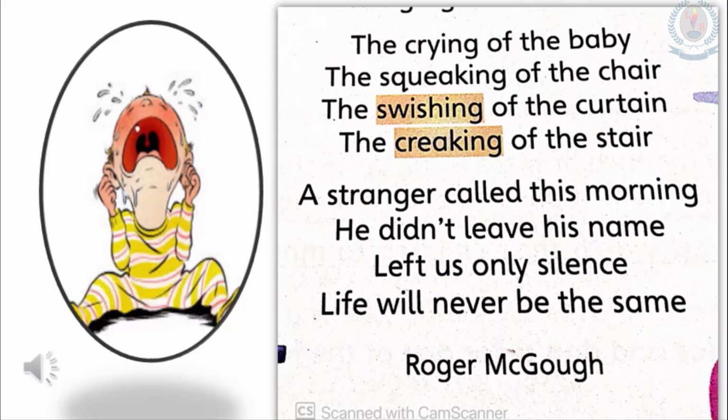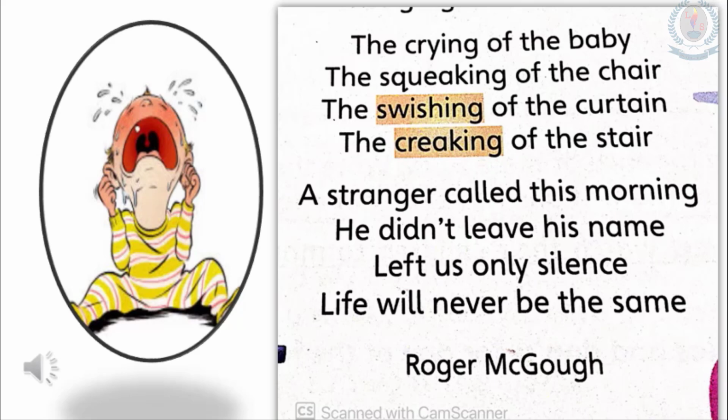The crying of the baby, the squeaking of the chair, the swishing of the curtain, the creaking of the stair. The crying of the baby. When a baby cries loudly, you can imagine the sound, right? Okay, then next one is the squeaking of the chair. Squeaking means making a short, high-pitched sound. That's when a chair makes a noise while getting ready to sit on the chair, leaning back on the chair, or getting off the chair.